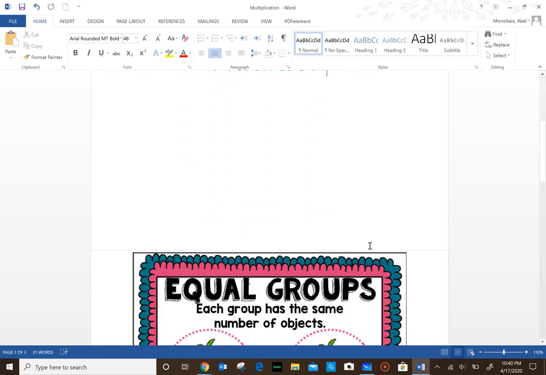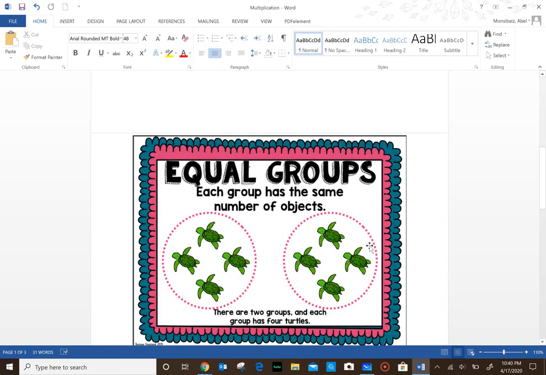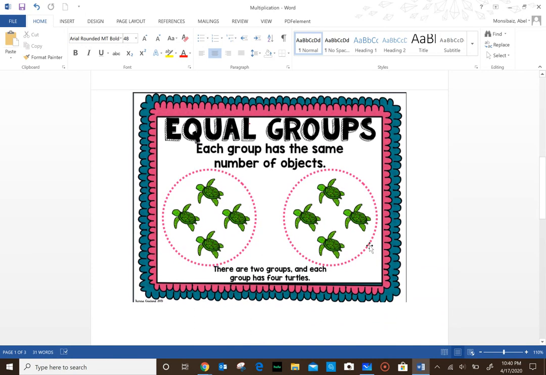Now, a vocabulary word you should be familiar with is equal groups. Equal groups means that each group has the same number of objects. So for example, here we have one group, two groups, and there are the same number of objects in each group. We have 1, 2, 3, 4 turtles in the first group and 1, 2, 3, 4 turtles in the second group. So there are two groups and each group has 4 turtles.